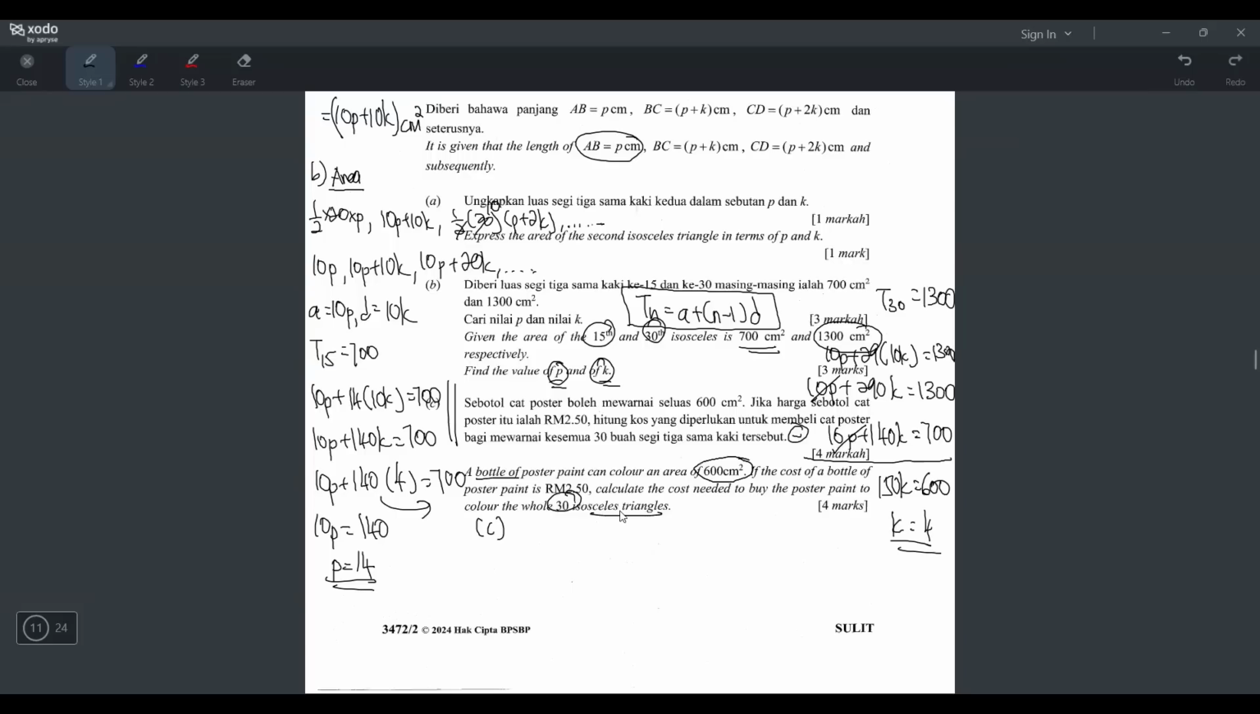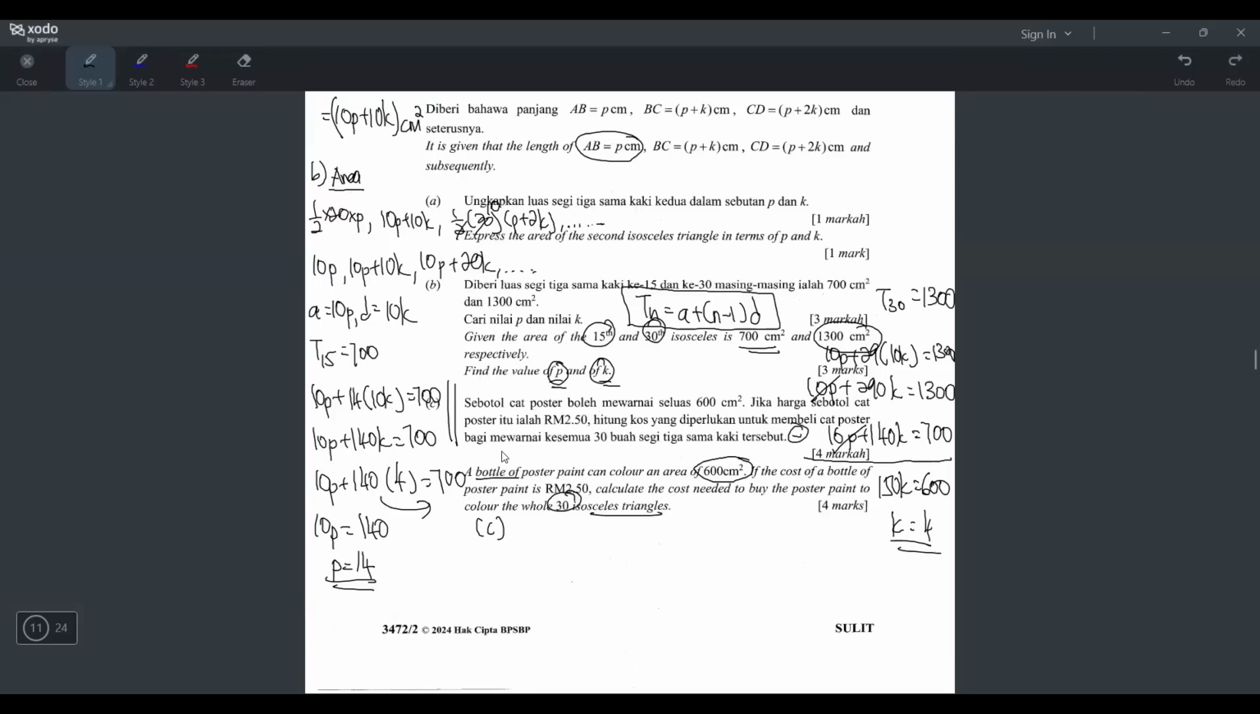Then you can divide by 600 to calculate how many bottles you need to buy. Understand? Because one bottle can color 600 cm square, 600 area. But now you want to color 30 isosceles triangles. So you need to find out the total area of all 30 triangles. Kena cari jumlah luas untuk 30 triangle ni dulu.